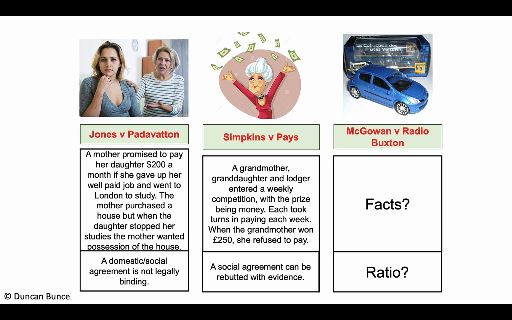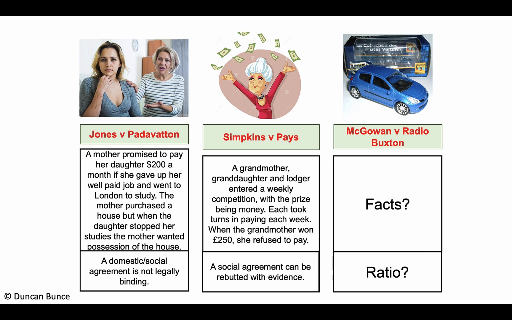And what we've got here is that a social agreement can be rebutted with evidence. So with Simpkins and Pays, the point to be made is, where there is an exchange of money, and here they took turns each week to pay, and certainly not an insignificant amount of money was won, I think the courts are likely to see that as evidence that this social domestic agreement could be considered legally binding, to have an intention to create legal relations. And therefore the lodger and so forth did win.